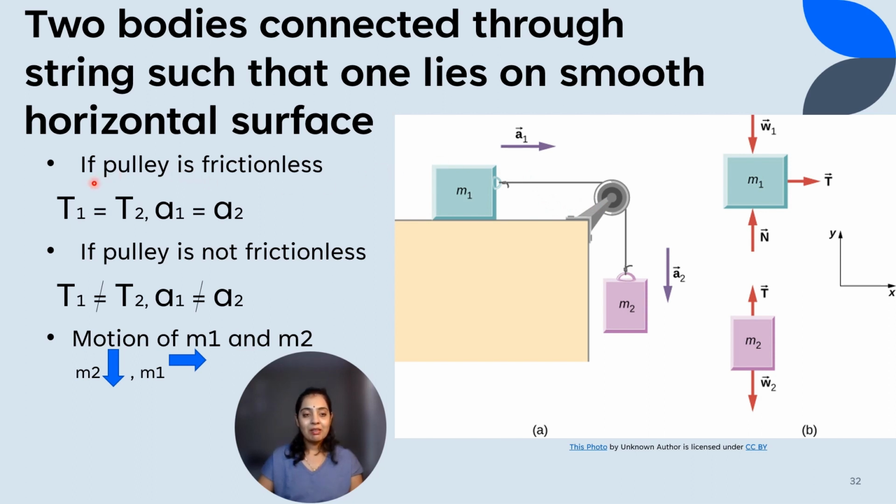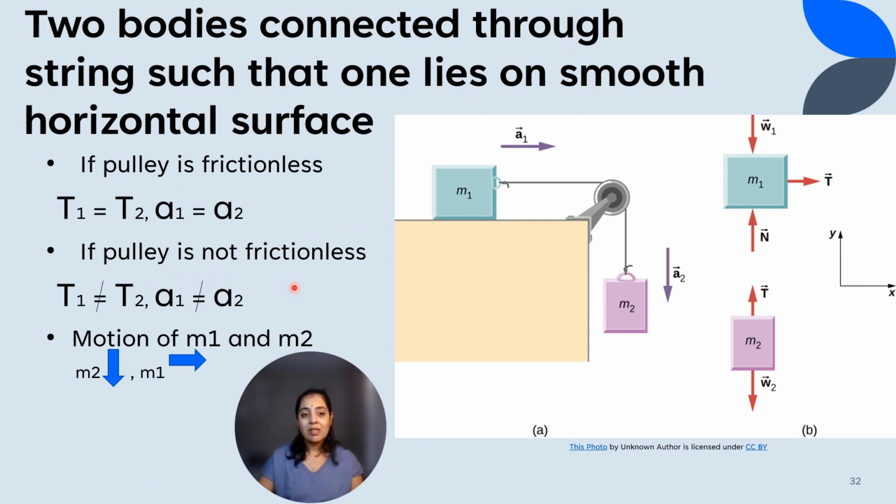In the first case, if pulley is frictionless, then tension T1 for this part of the string and tension T2 for this part of the string will be equal. T1 will be equal to T2. And A1, that is motion of this block, the distance traveled by this block, A1 is equal to A2. Acceleration of this M1 will be equal to acceleration of M2.